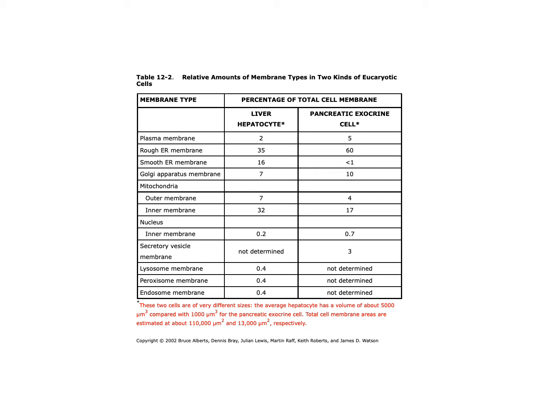Okay, the smooth ER accounts for a very small fraction of the pancreatic cell, especially compared to the hepatocyte. And again, there's a lot of lipid metabolism going on in the hepatocyte, and that's where lipid metabolism takes place. So it's not surprising that there's a relatively robust amount of smooth ER.